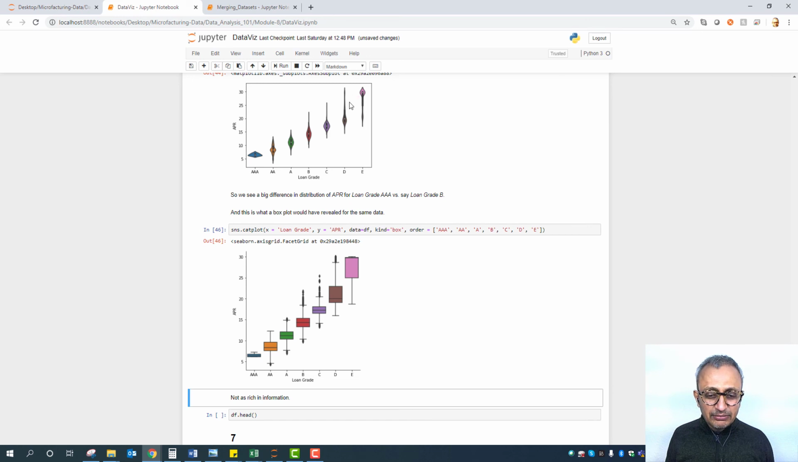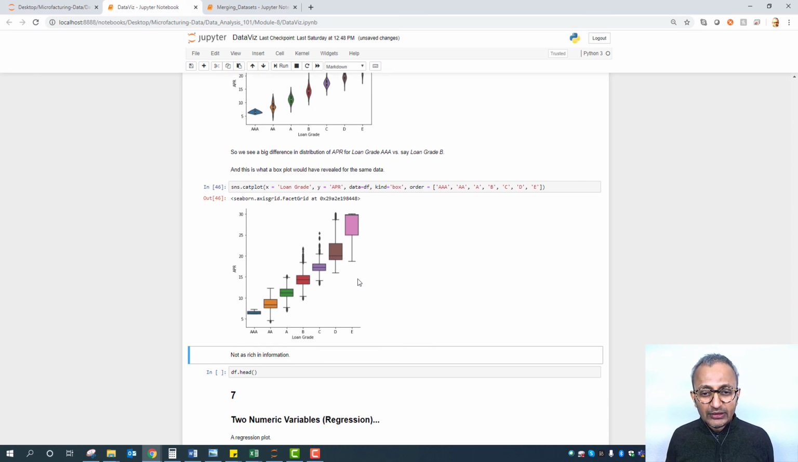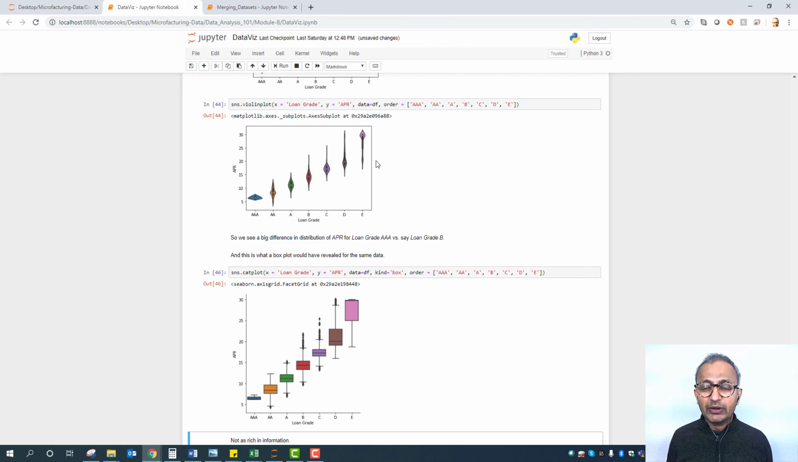So box plot, this is the same data, loan grade by APR. As you can see, it tells you the levels, but it doesn't tell you the distribution. The violin plot tells you where the mean is. This would not tell you where the mean is as clearly as this one does. So you can use both of them simultaneously to understand the underlying data structure, or you can use one or the other. And I would say if I had a choice between these two, I would always use the violin plot.